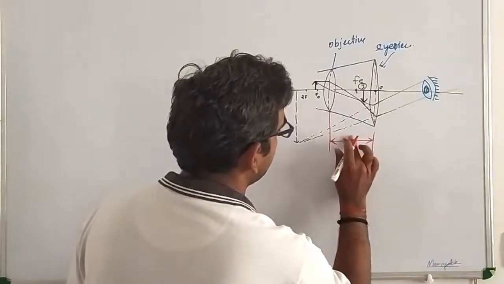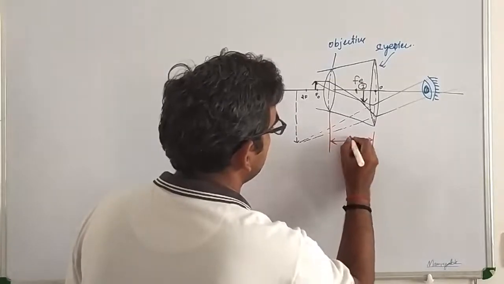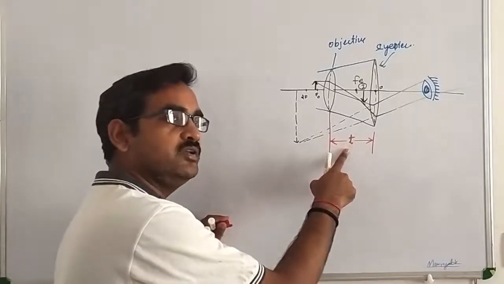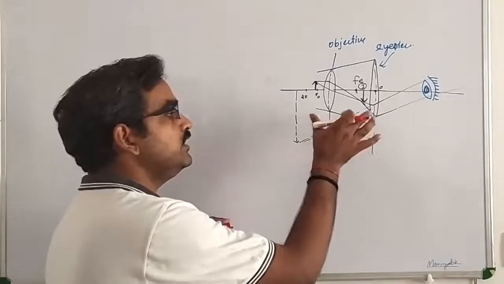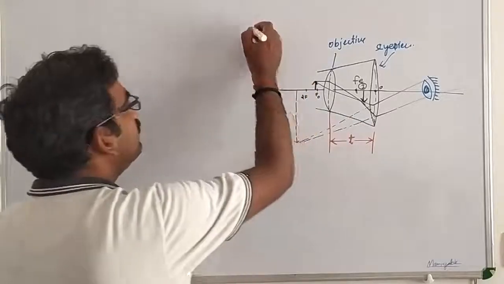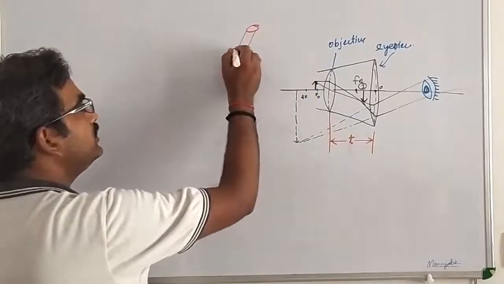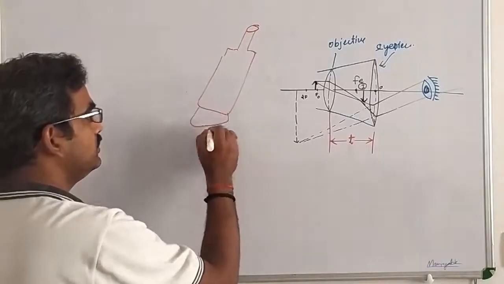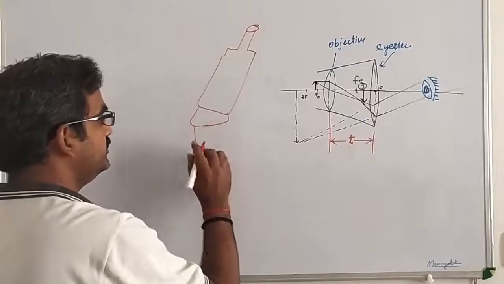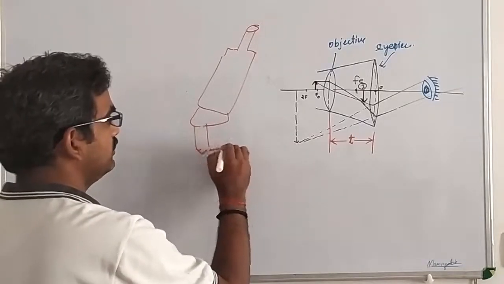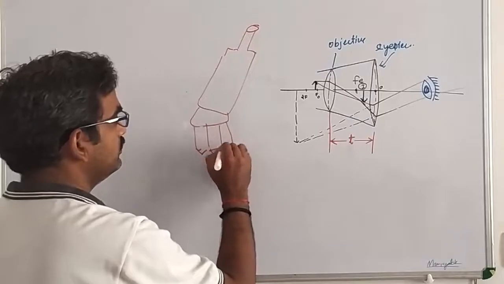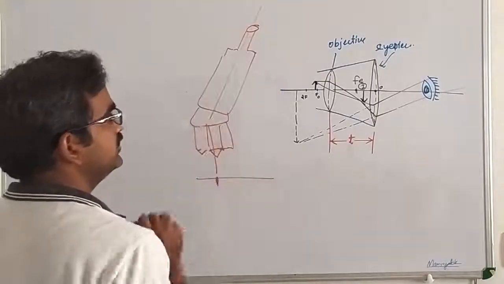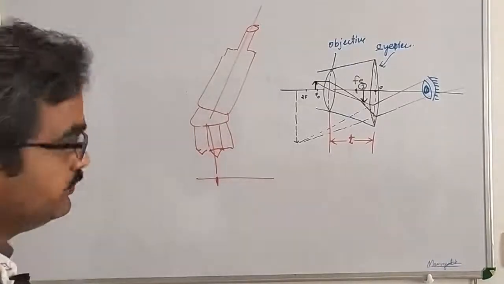Suppose this distance is t. This distance we cannot change in a microscope. It is fixed in the body tube. If you observe a microscope, there is a knob-like structure like this, and there are the nose piece and several objectives placed here. And here is the stage where you place your object, and there is the image formation that you observe.